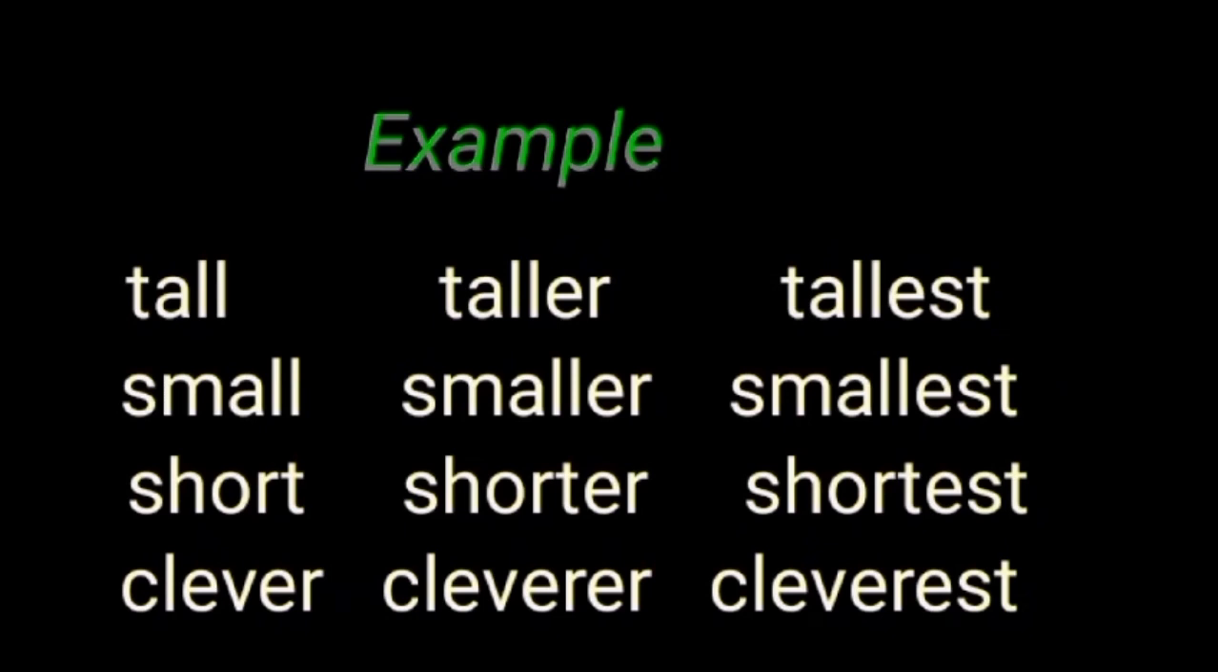Tall, small, short. These are adjectives of one syllable. But clever is an adjective of two syllables. In order to get the comparative degree, we have to add er to the positive degree. And in order to get the superlative degree, we have to add est to the positive degree. So, tall, taller, tallest; small, smaller, smallest; short, shorter, shortest; clever, cleverer, cleverest.